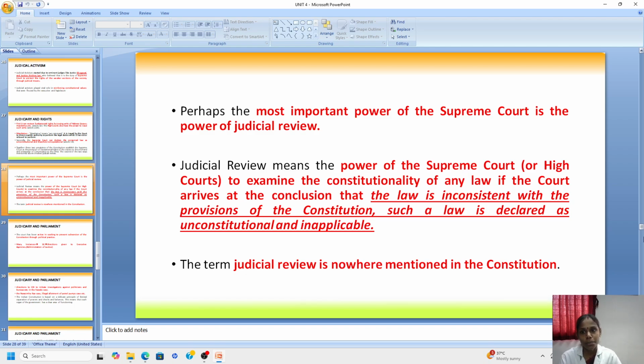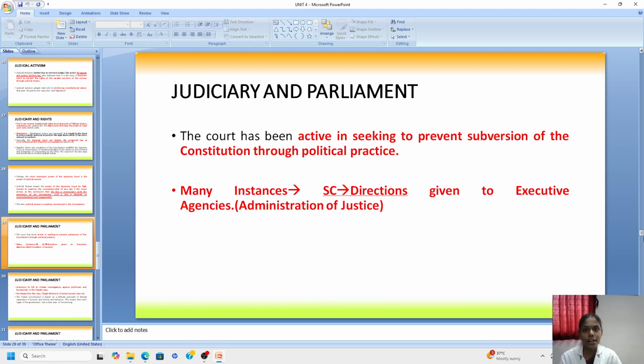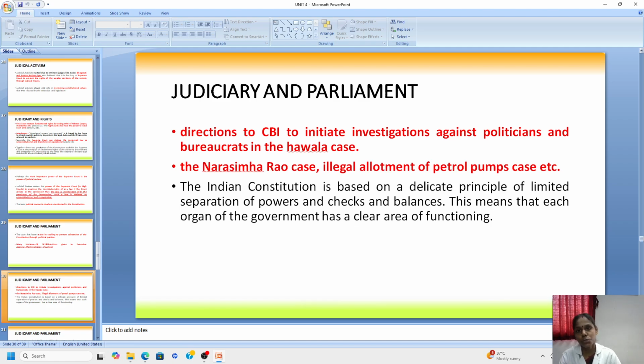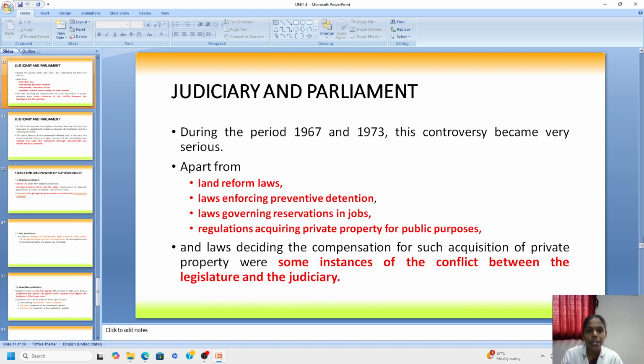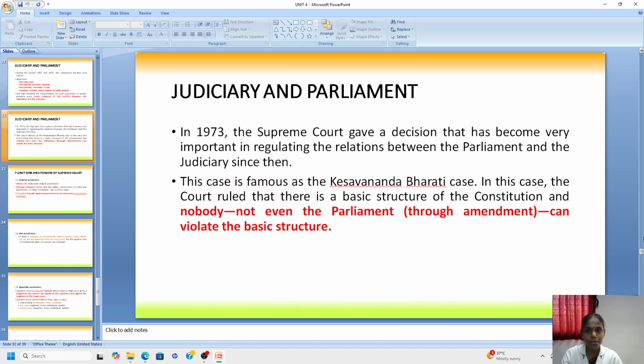Perhaps the most important power of the Supreme Court is the power of judicial review. Judiciary and Parliament. The court has been active in seeking to prevent the subversion of the Constitution through political practice. Many instances exist of directions given to executive agencies, that is, administration by the judiciary. And during the period 1967 to 1973, the controversy became very serious. Apart from land reform laws, the laws enforcing preventive detention, laws governing reservation in jobs, and regulations securing private property for public purposes.